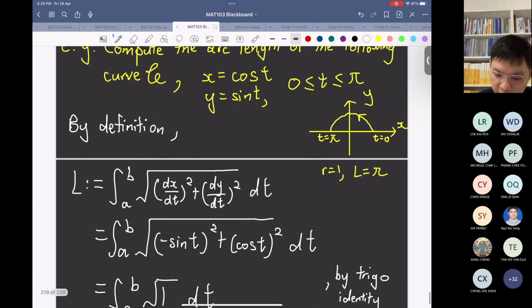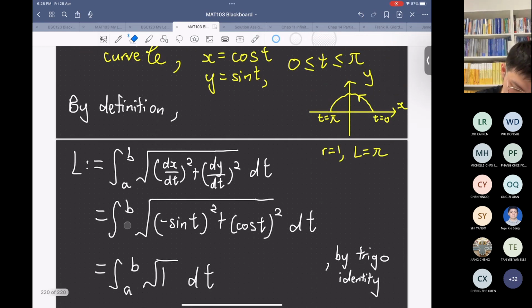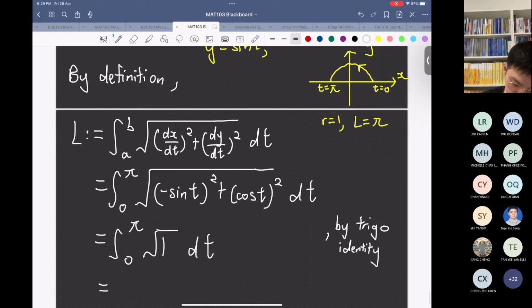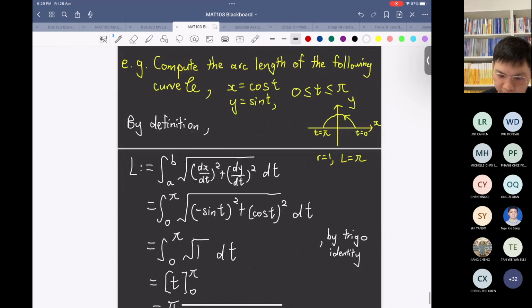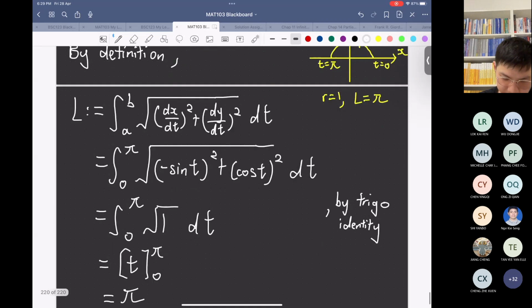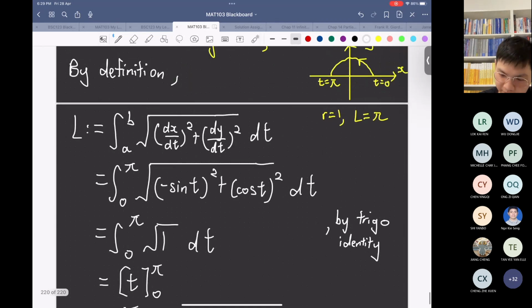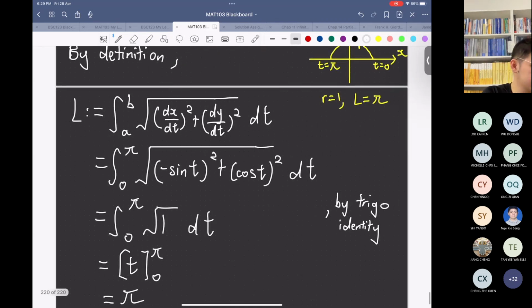So where are we integrating from? We are integrating from 0 to pi, actually. Okay, so we are integrating t evaluate from 0 to pi, which is just pi. Okay, so we get what we wanted. Right? Make sense? Yeah, I think, yeah. No comment.